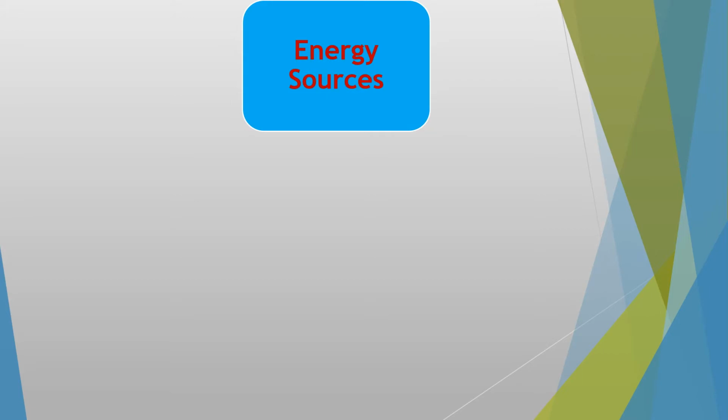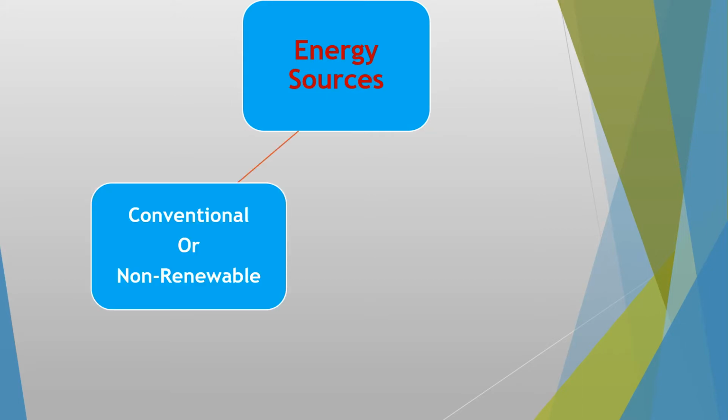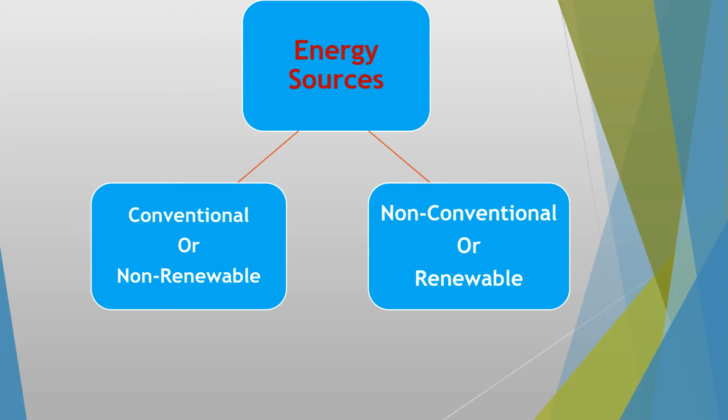Energy sources are divided into two types. First is conventional and second is non-conventional energy source. Conventional energy source is known as non-renewable energy resource because it cannot be renewed. It cannot be replenished. That's why it is known as non-renewable energy source.